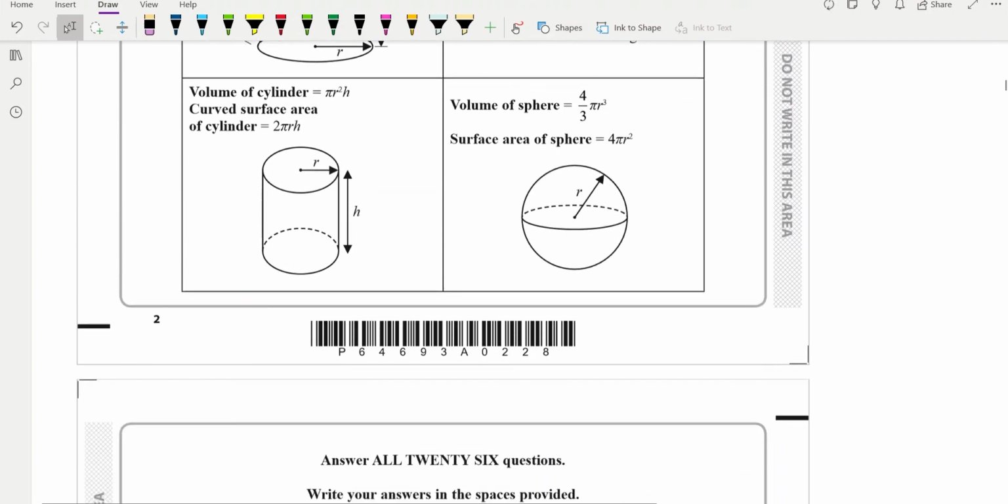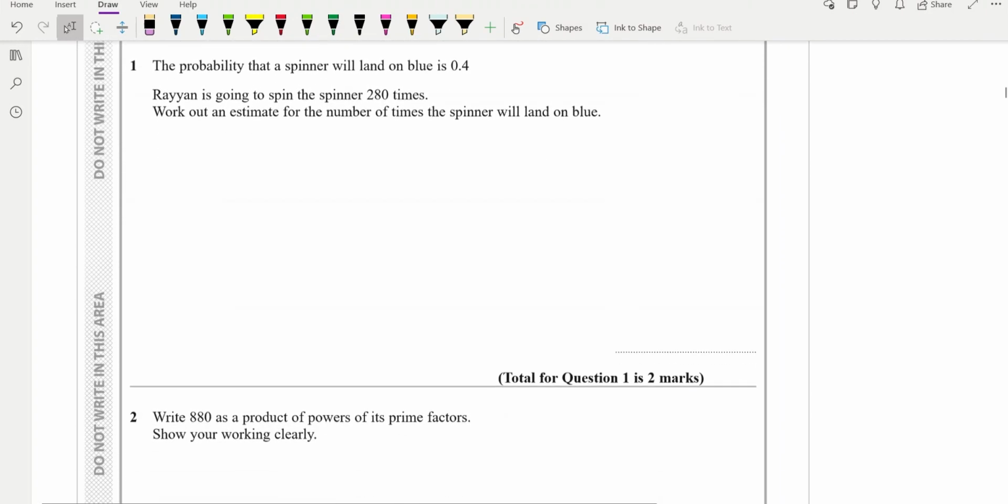Question number 1 says the probability that a spinner will land on blue is 0.4. Rayon is going to spin the spinner 280 times. Work out an estimate for the number of times the spinner will land on blue.